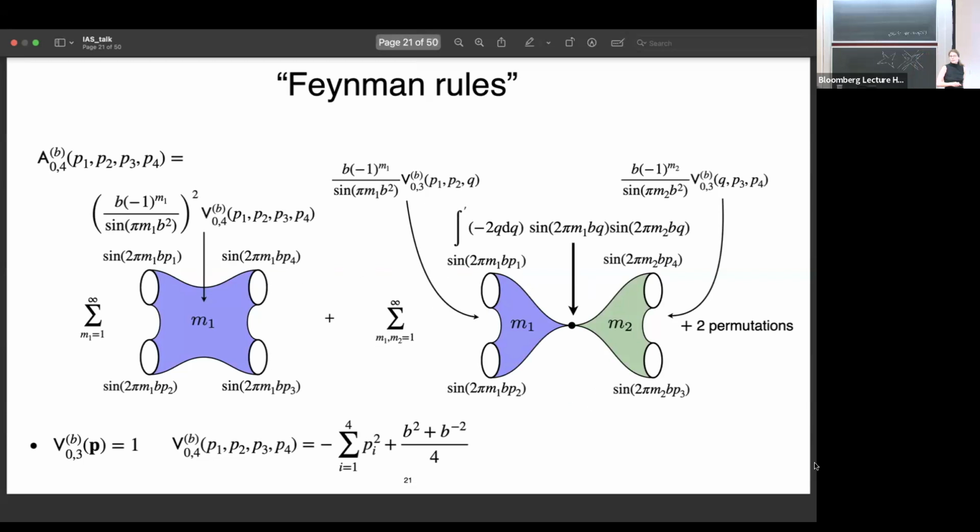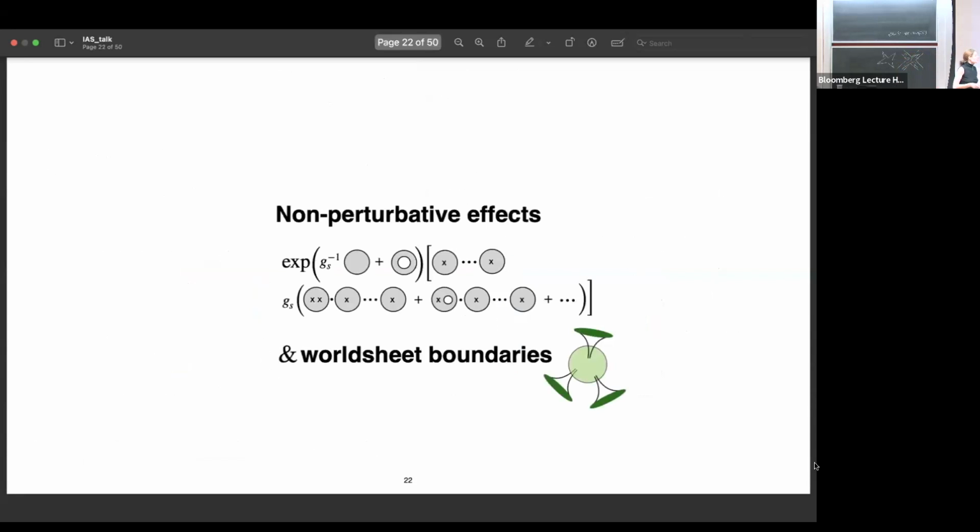Sorry, I probably missed something. Is this supposed to be an all loop result, or is it just at the perturbative level? At the perturbative level, yes. Okay. But the perturbative level is not everything. So let's squeeze in some non-perturbative effects as well.